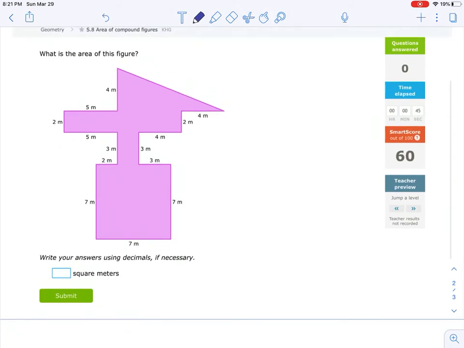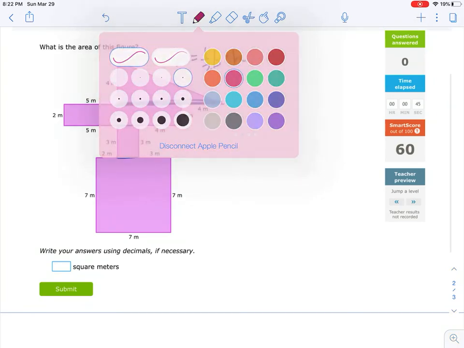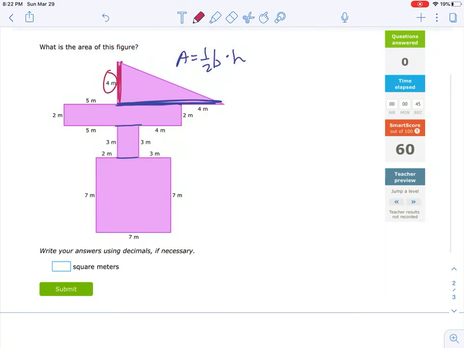One more. I'm going to break this one up like this. I'm going to connect that, make a triangle with a rectangle, and another rectangle. So we'll do the triangle first this time. Remember, triangle, 1/2 base times height. So this time, I know the height of the triangle. The height of the triangle is 4.